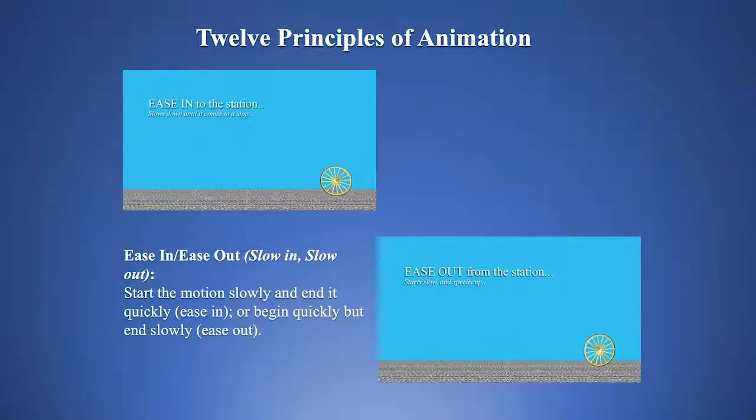Ease in and ease out, which is slow in and slow out. So our program calls it ease in, or easy ease in and easy ease out. When you ease in, you've got to think of easing into the station. Your train is going fast. It slows down and comes to a stop at the station. Then when you ease out from the station, your train is stopped, and then it begins to accelerate, and then it moves faster and faster.